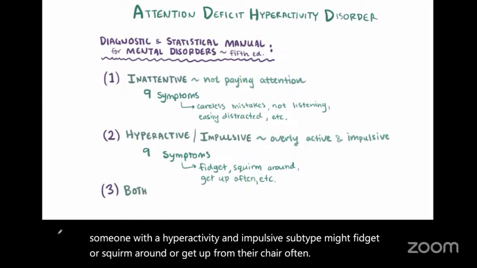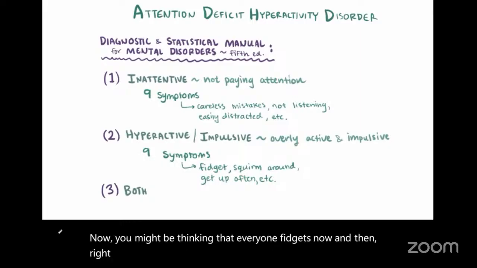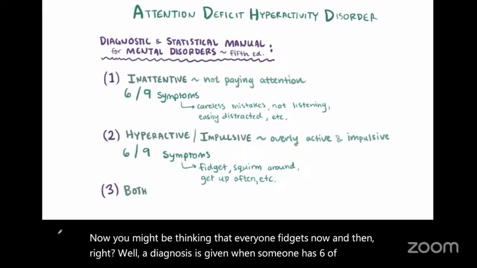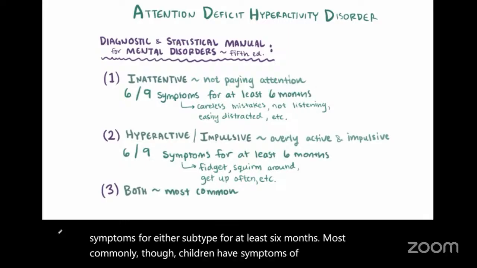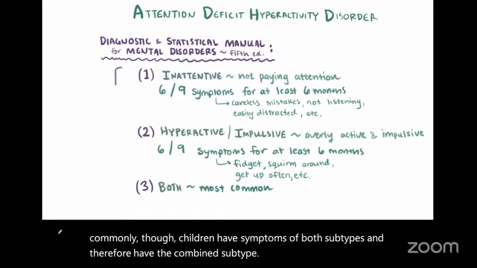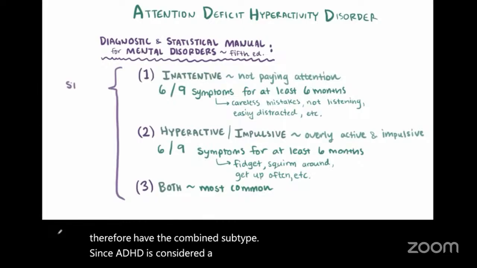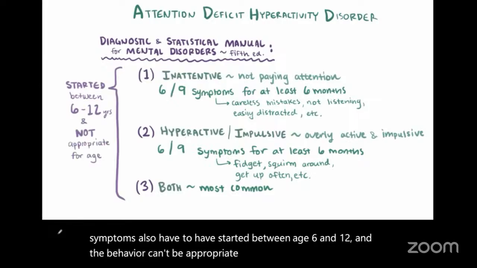Now, you might be thinking that everyone fidgets now and then, right? Well, a diagnosis is given when someone has 6 of the 9 symptoms for either subtype for at least 6 months. Most commonly, though, children have symptoms of both subtypes, and therefore have the combined subtype. Since ADHD is considered a neurodevelopmental disorder, the symptoms also have to have started between age 6 and 12, and the behavior can't be appropriate for their age.